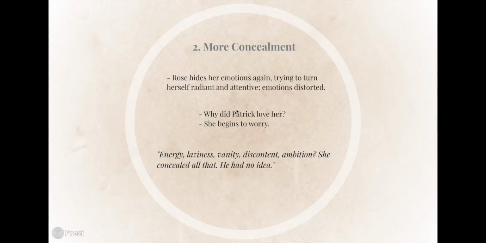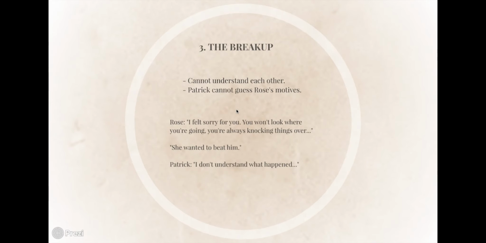Concealment didn't help the situation, and finally, when Rose couldn't handle it anymore, she explodes with bitter anger, leaving Patrick clueless. She finally said all of the things she wants to say, such as Patrick's faults in the first quote. As we can see, she said, "I felt sorry for you. You won't look where you're going. You're always knocking things over." And the second quote suggests that she even wanted to beat him. But Patrick's response, because he never got to know Rose's true opinions, was, "I don't understand what happened."